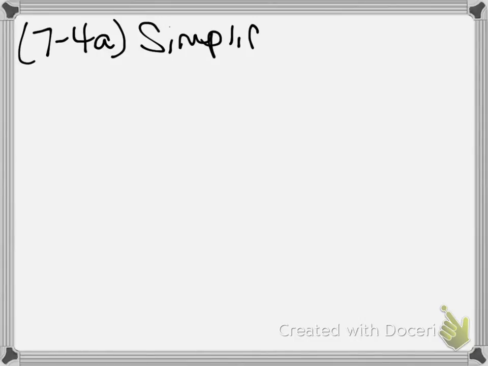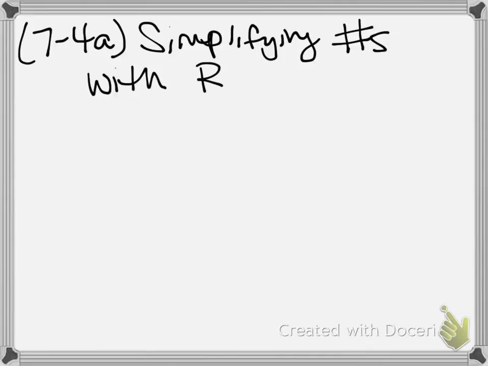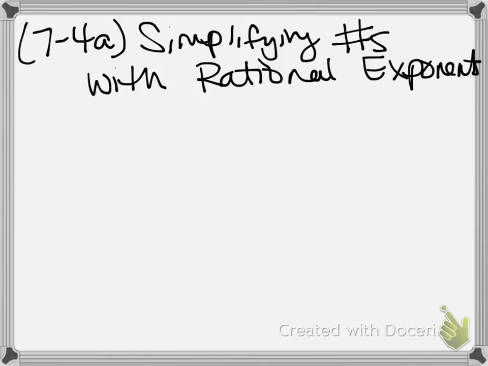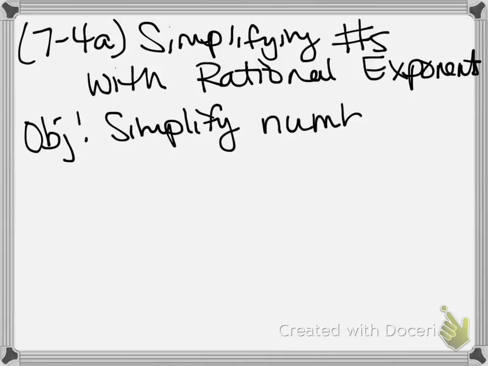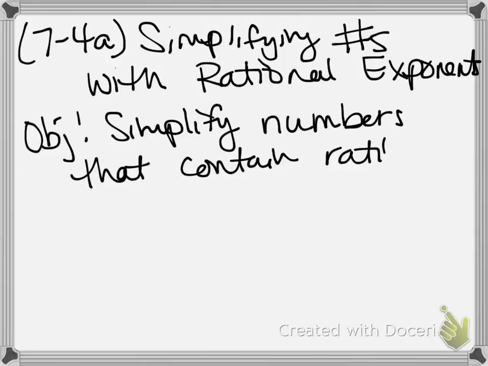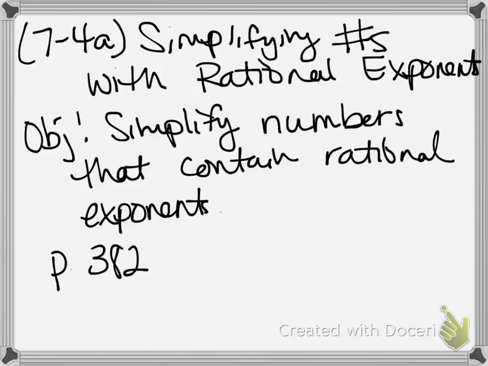Okay, so we are going to look at 7-4A, which is simplifying numbers with rational exponents. So our objective with this is just that. So we are going to simplify numbers that contain rational exponents. Okay, and all of this stuff can be found on page 382.